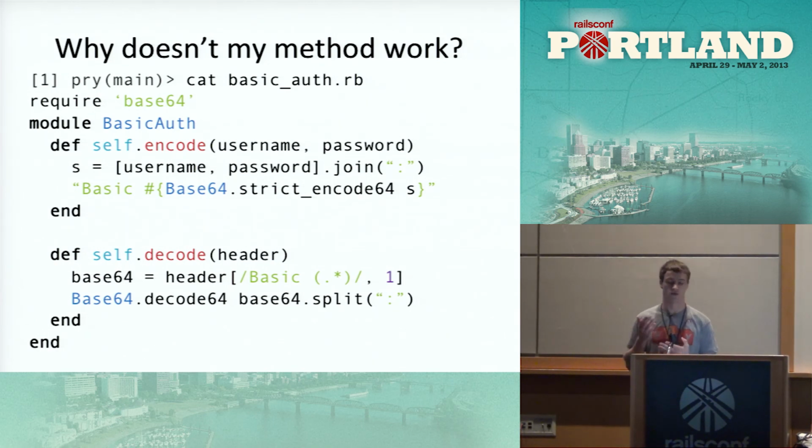So this code does two things. It requires the base64 library and then defines these methods. So BasicAuth.encode is going to take a username and password, join them together with a colon, encode the result using strict_encode64, and then add the word Basic on the front. And then the decode method looks like it's going to do the opposite. So it extracts out the base64 using string square brackets. Then it splits it on a colon and decodes it. So let's try using this library and see what happens.